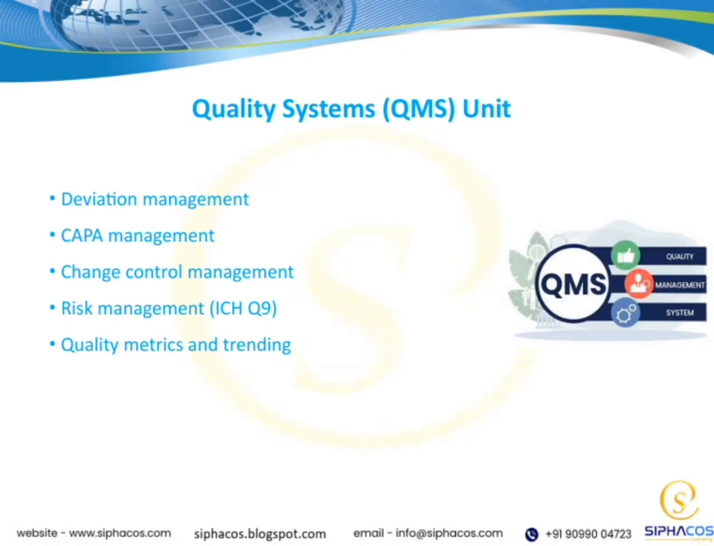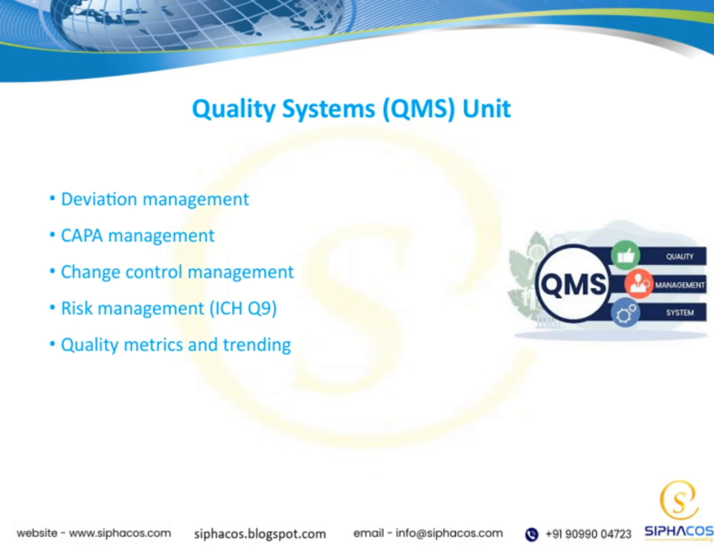Now, let's take a closer look at some key components of our quality systems. First, deviation management is crucial because it helps us identify and address any unexpected events that could impact product quality. Managing deviations effectively ensures we maintain control and continuous improvement. Next, CAPA management, which stands for Corrective and Preventive Actions, is all about investigating issues thoroughly and implementing solutions to prevent them from recurring. This is vital for maintaining compliance and enhancing overall quality.